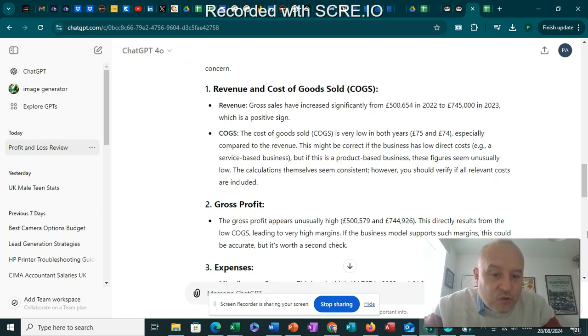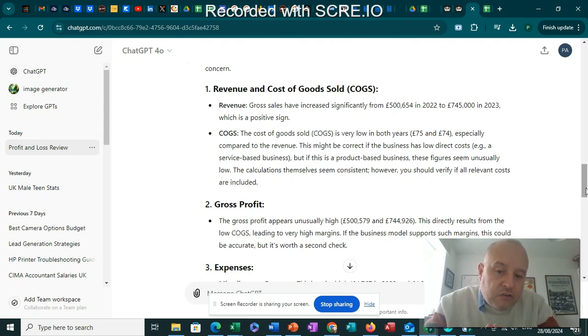The cost of goods sold is very low in both years, 75 and 74, especially compared to the revenue. This might be correct if the business has low direct costs, is a service-based business, but if this is a product-based business, these figures seem unusually low. The calculations themselves seem consistent. However, you should verify all the relevant costs are included. It's a very logical point that it's making. Basically, we're saying that sales have gone up significantly, but the cost of providing those sales hasn't really moved.